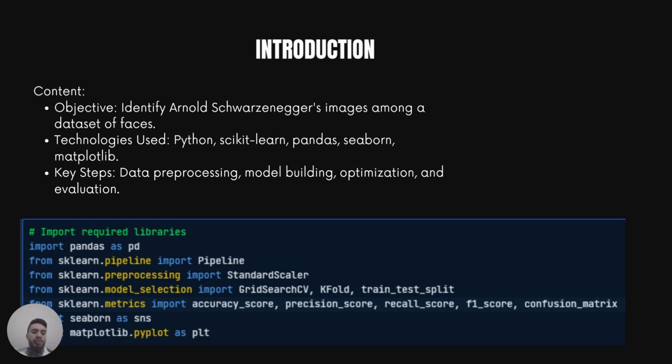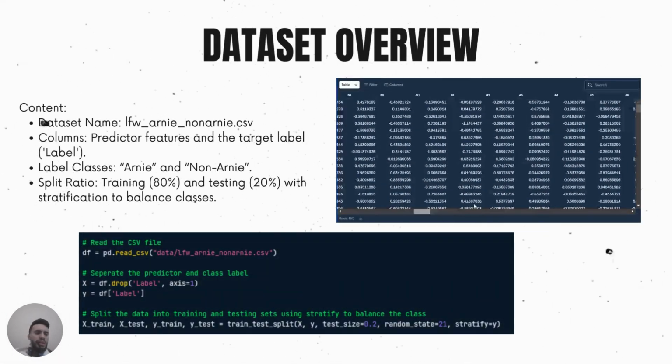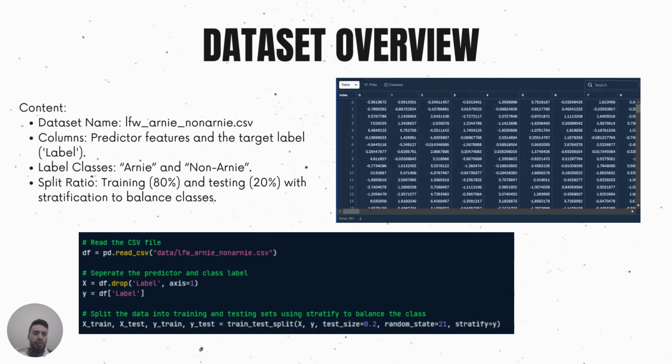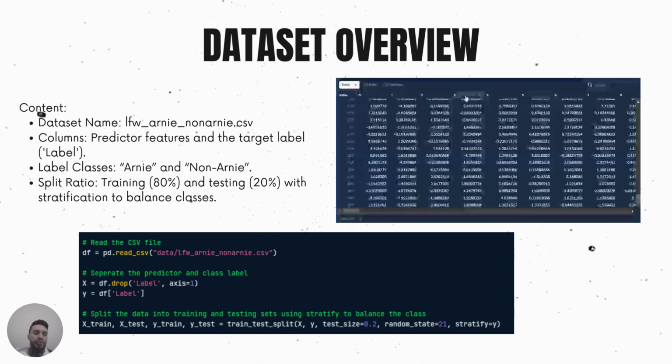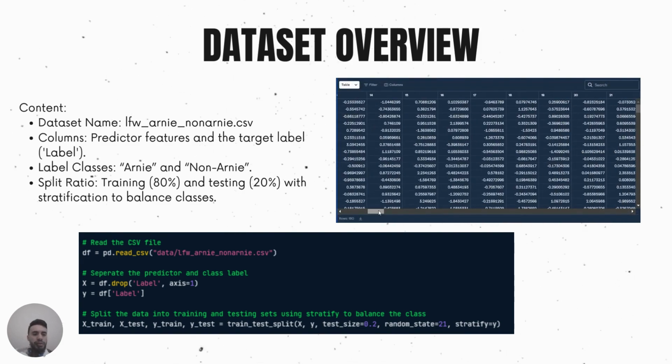As we can see, this is the code in front of us. This is for importing the required libraries such as pandas, scikit-learn, pipeline, matplotlib and so on. Basically you can see the video here is about the dataset. We have these attributes and the content.